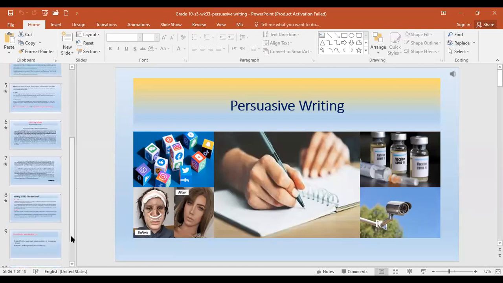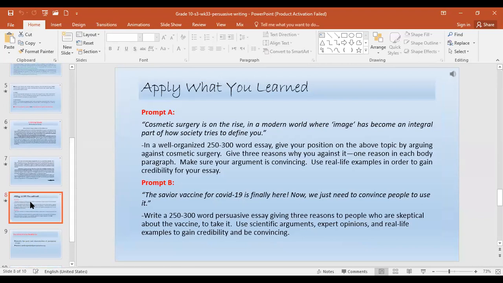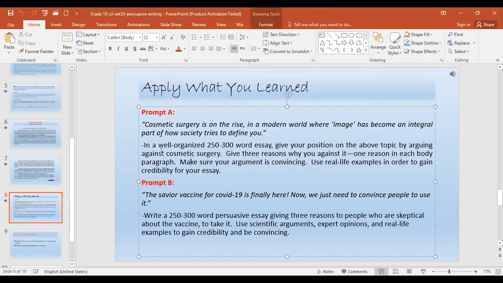Now, before I move on to something else, I want to make sure everybody knows how to write a good introduction in a persuasive essay. So let's see, which one would you like to choose? I want to write the introduction with you. Is it prompt A or prompt B? Prompt A. Okay, but here I asked you to be negative about it, to be con about it. Okay, great.